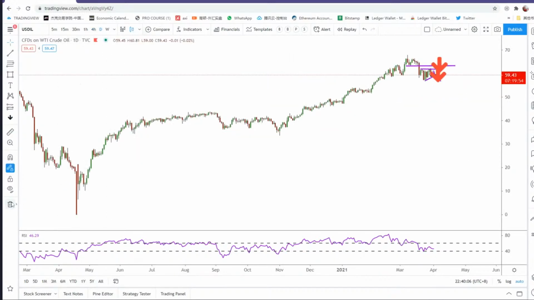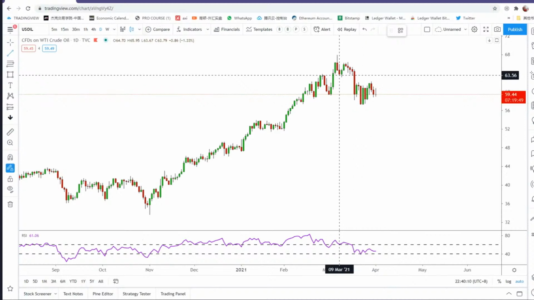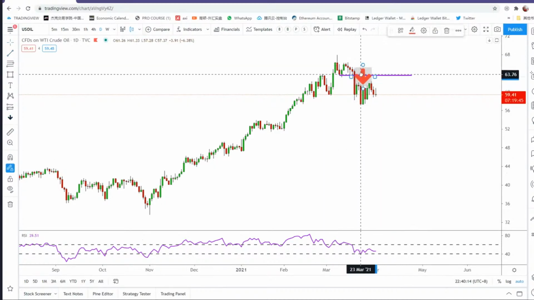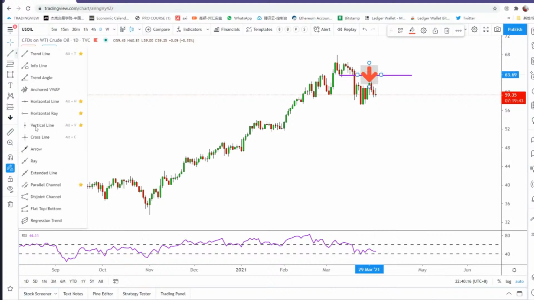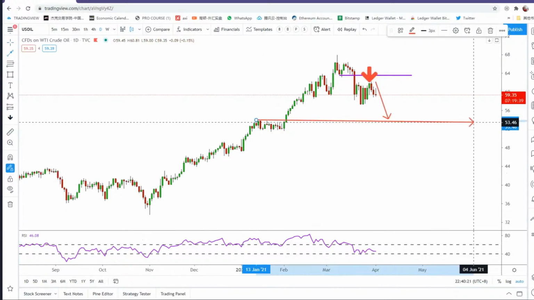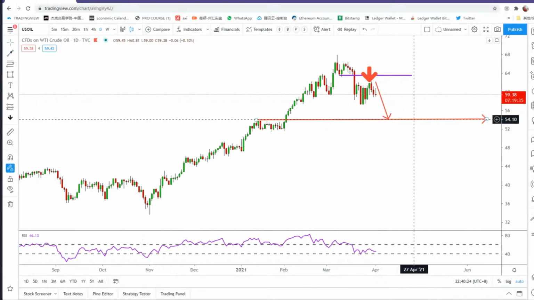I will be bearish oil, because after so many days of correction, it didn't really come back to this breakout level. So this tells you a huge number of people are selling around here. So the oil may continue going down to test 54. 54 will be the target for the bearish oil.